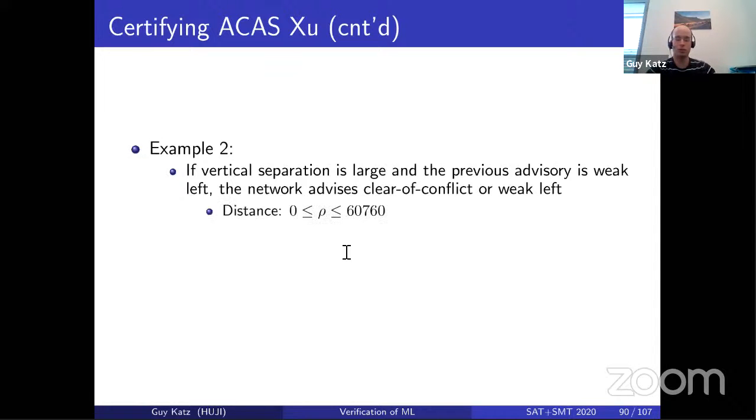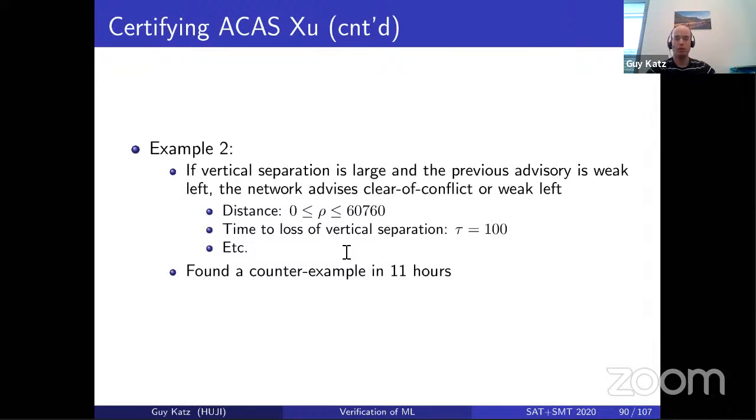In another case, they had another one of these properties where they wanted to make sure that the alerting regions were consistent. And here we were actually able to find a counterexample. Okay, so we actually came back with a concrete input for which the network gave an incorrect classification.